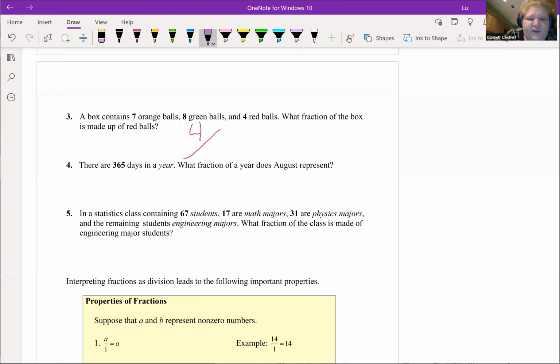So 7 and 8 is 15, and 4 more, 16, 17, 18, 19. So that is our total. 7 plus 8 plus 4 equals 19, the total.